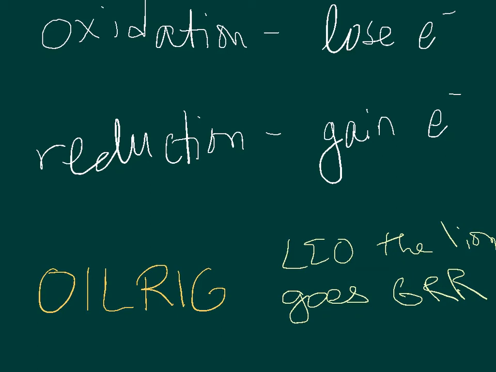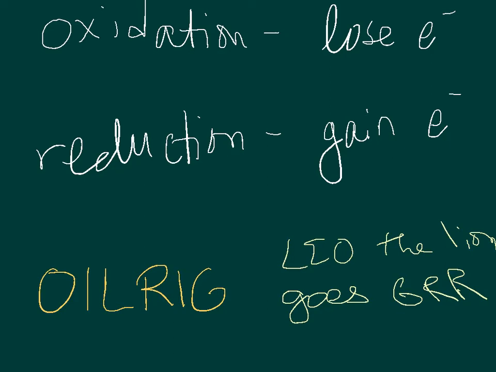A good way to remember that is to take a look at these acronyms. That's OIL RIG. That means oxidation is loss, reduction is gain. So OIL RIG again, oxidation is loss, reduction is gain. And that's of course losing or gaining the electrons that are referred to up here. The other one is Leo the lion goes grr. Leo stands for lose electrons during oxidation, and grr is gain.